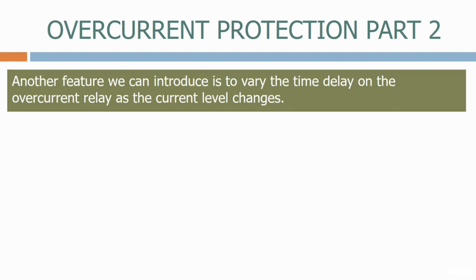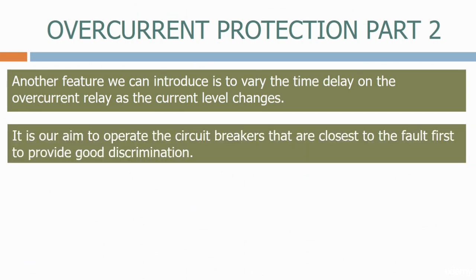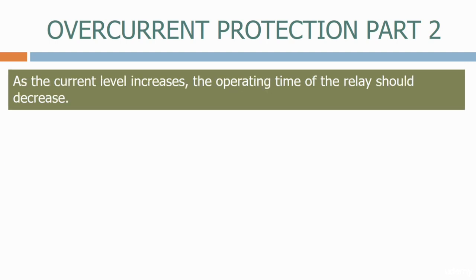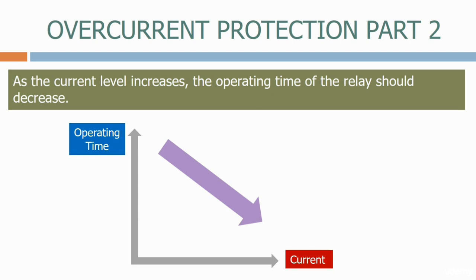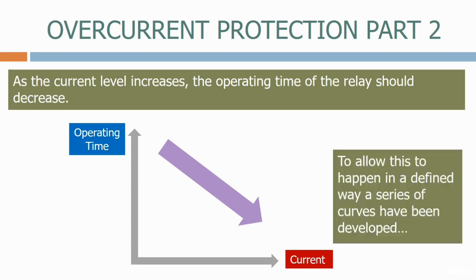Another feature we can introduce is to vary the time delay on the overcurrent relay as the current level changes. It is our aim to operate the circuit breaker that is closest to the fault first to provide good discrimination. As the current level increases, the operating time of the relay should decrease, as shown on this graph. To allow this to happen in a defined way, a series of curves have been developed.